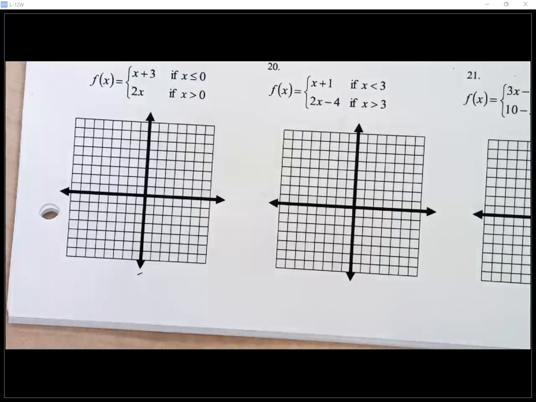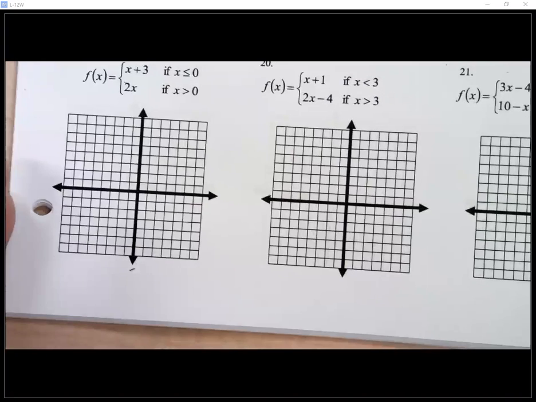All right, friends, you ready? So we're looking at number 20 right now. All right, ready? Now, the way that you graph this, everybody does it a little bit different. So I'm going to show you my way. If you develop your own way, that's your business.